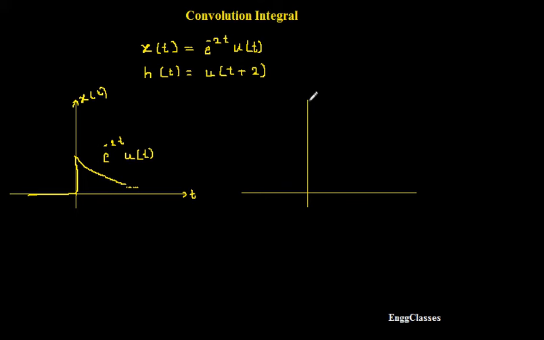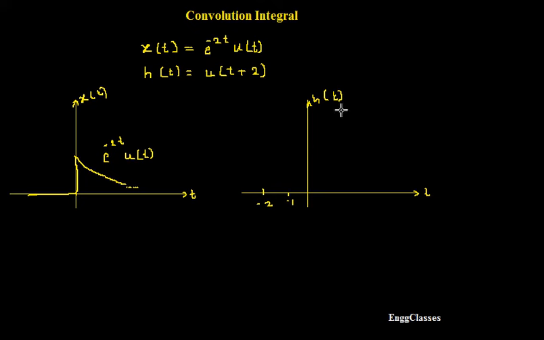The next task is to sketch h of t. I need to sketch h of t with respect to t. How does that signal look like? It is u of t plus 2. What is u of t? U of t is a unit step signal, and u of t plus 2 is nothing but the shifted version of the unit step signal. Where has it been shifted? It has been shifted to the left by 2. So this I would sketch as minus 1, minus 2.